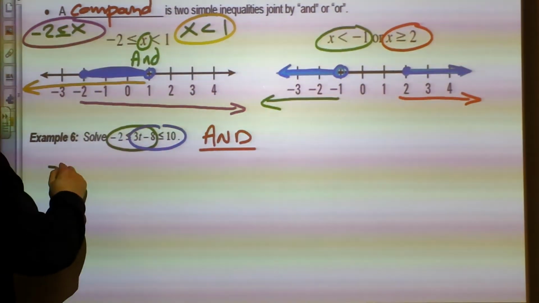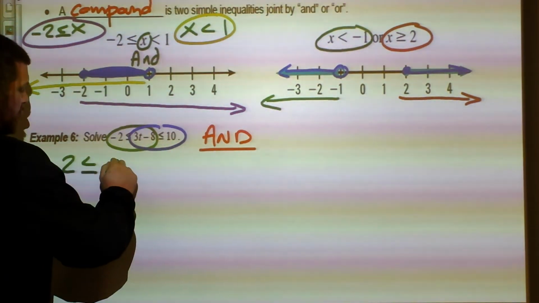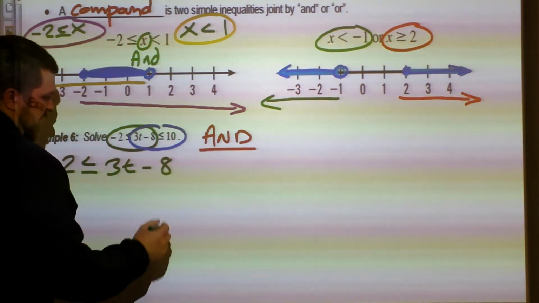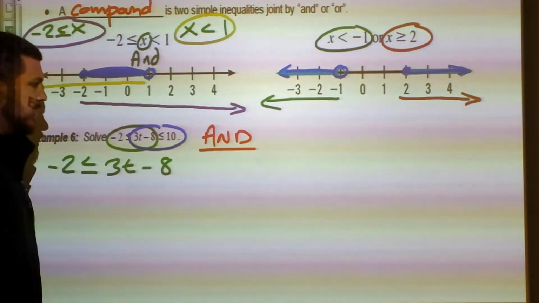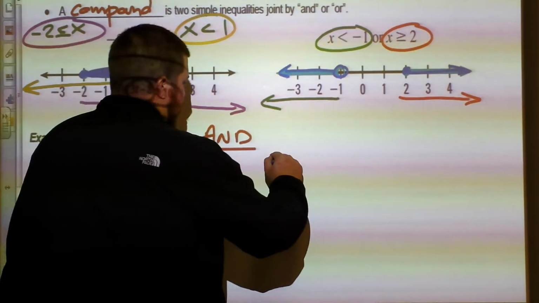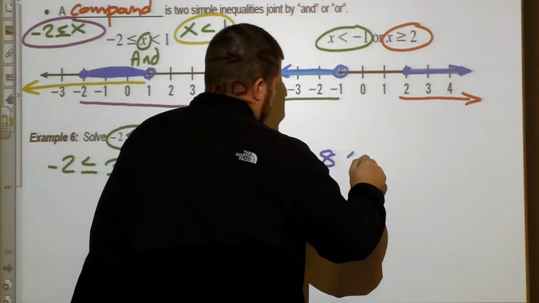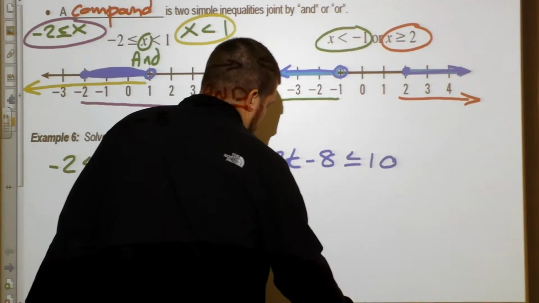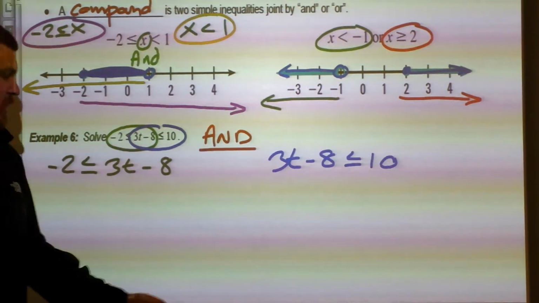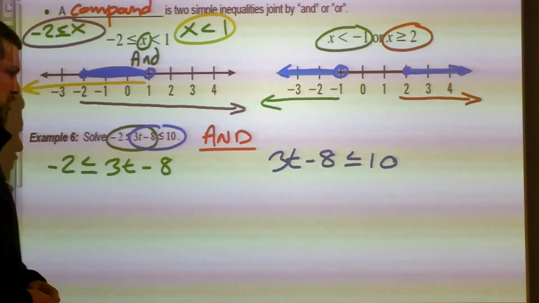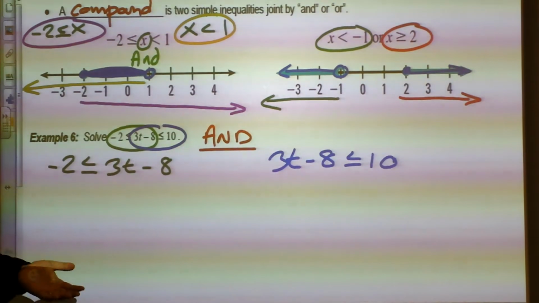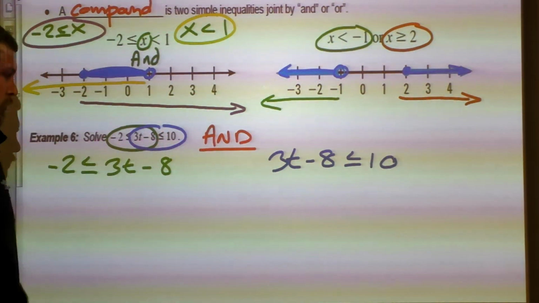So I have negative 2 less than or equal to 3t minus 8. That's our first inequality. And then 3t minus 8 is less than or equal to 10. Okay, and we're just going to go through and solve each of these two inequalities now, just like we did in the previous video. Again, reverse order of operations, it's super important to remember.